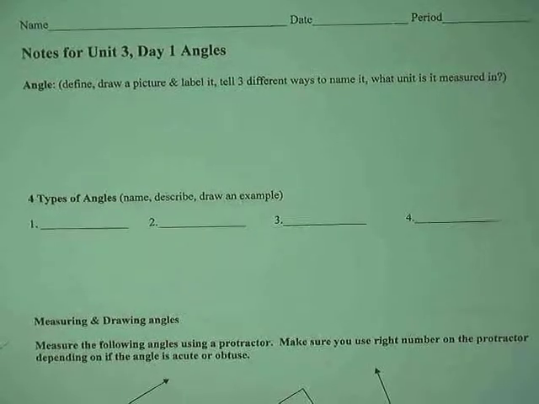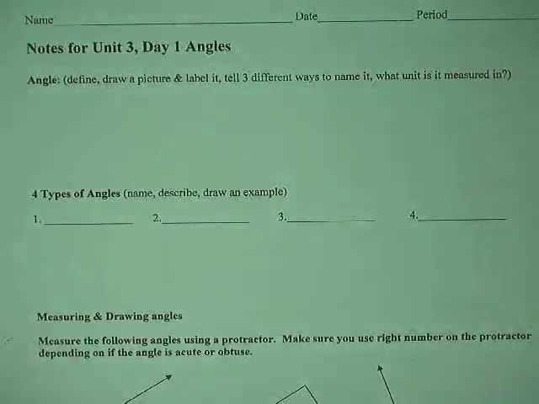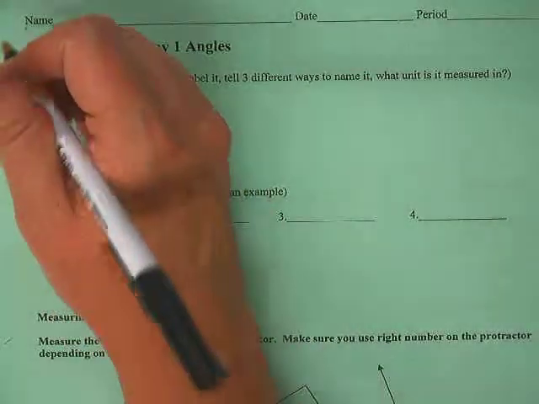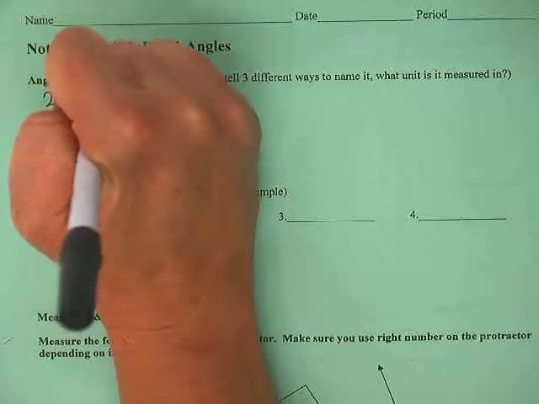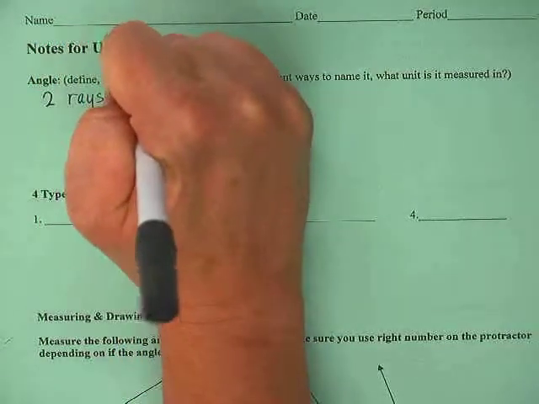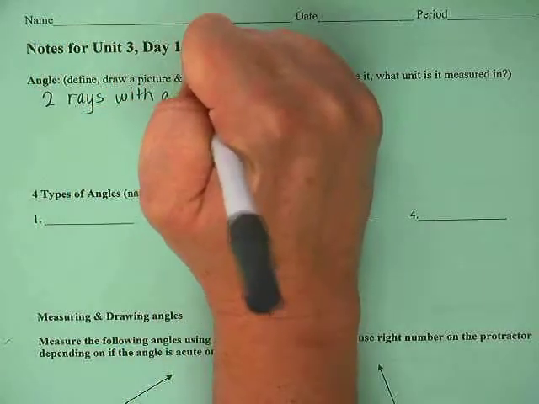Alright, so today we're learning about angles. Do you guys know what an angle is? Yes. Good. I'm going to give you the official definition. An angle is two rays with a common endpoint.